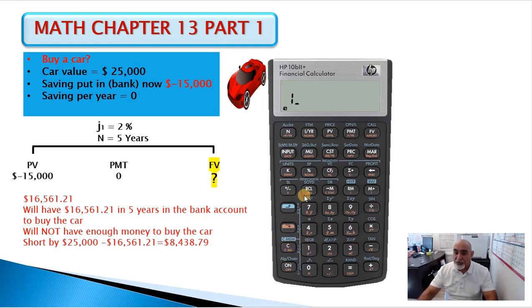So the way to do that question is this way. Put in the interest rate, first the compounding period. N is 5 years. PV is 15,000. Payment is 0. And press FV. This tells us how much money we will have. Then we need to subtract from 25,000. That will tell us how much money we are short.